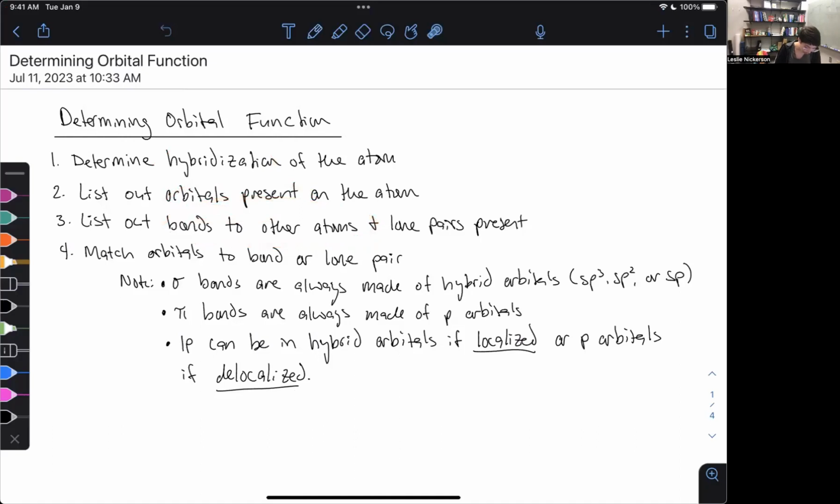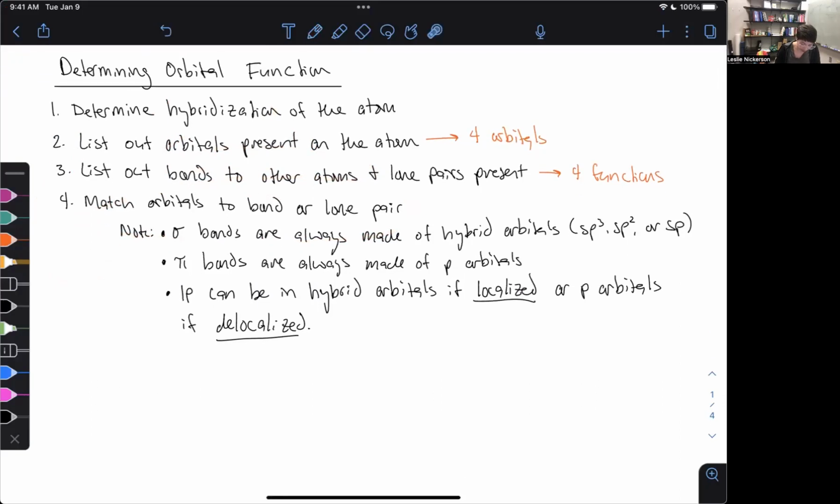And then, if you're doing it right, you should have 4 things here, and you should have 4 functions. So each of those orbitals gets a function. So you should just be able to match 2 and 3 together, and that's your step 4. Match the orbitals to the bond or the lone pair that they're making, and that's going to be the function that they hold.